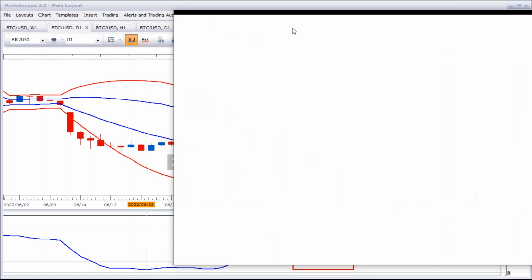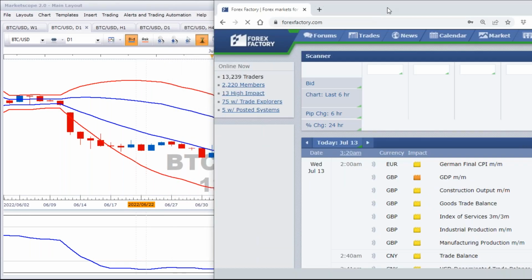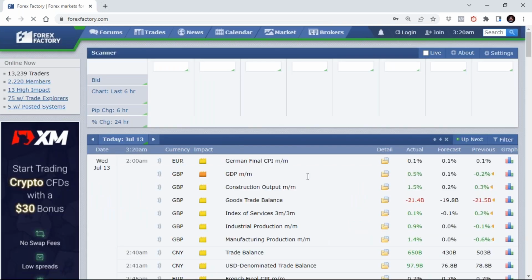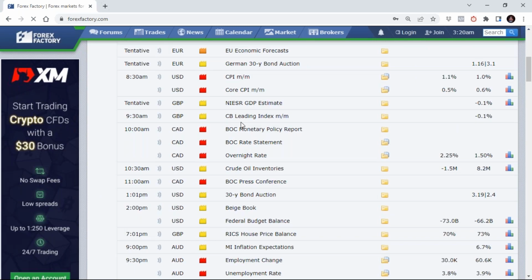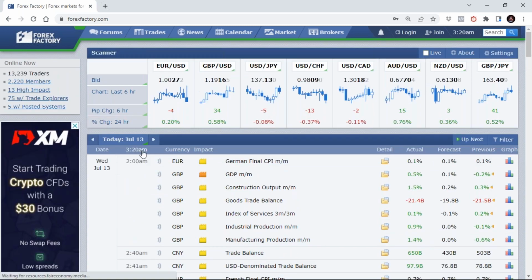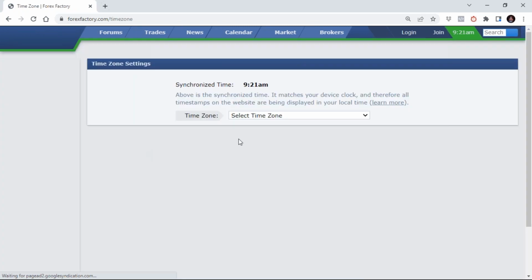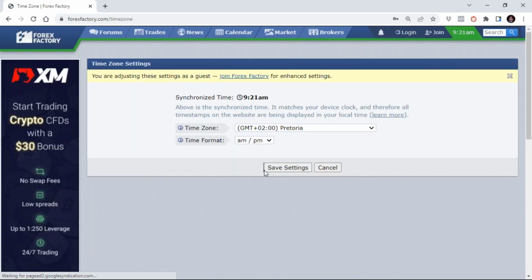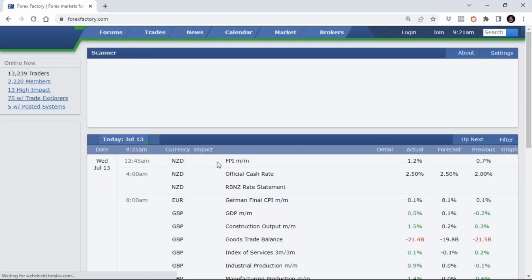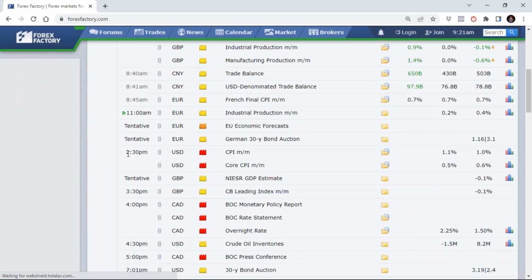Okay, here's just Forex Factory. Let's just bring this up. Come on, what's going on here? Oh, there we go. All right, let's just go here. CPI. Oh, this has been reset. Let me just fix this up. Okay, sorry about that. All right, let's just get a time here.